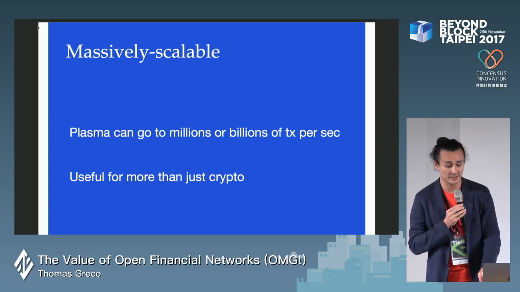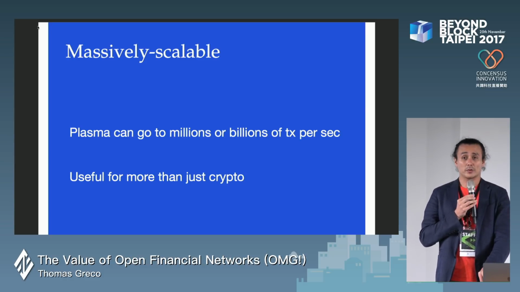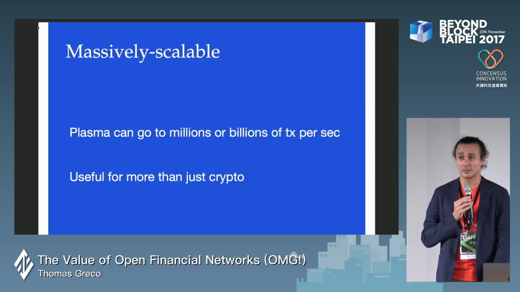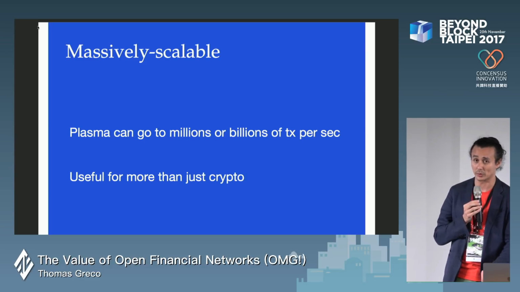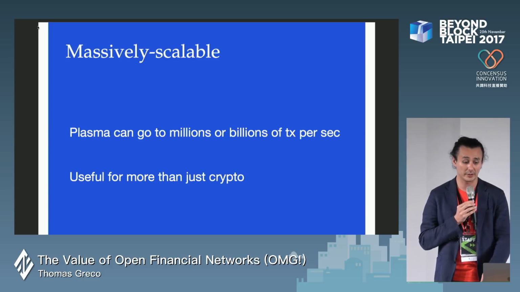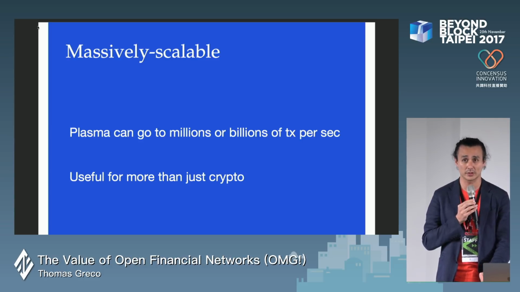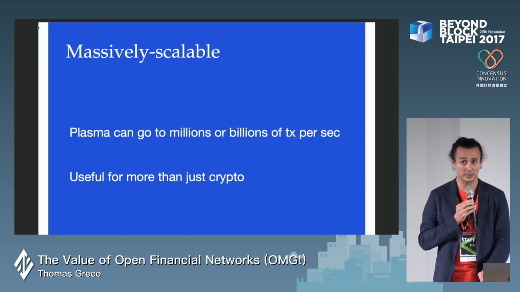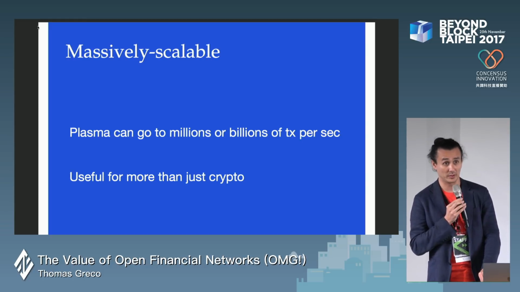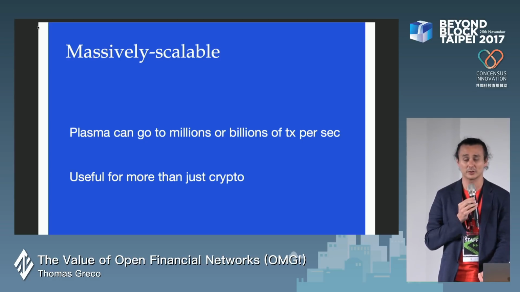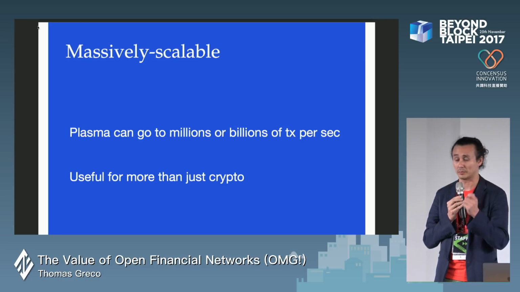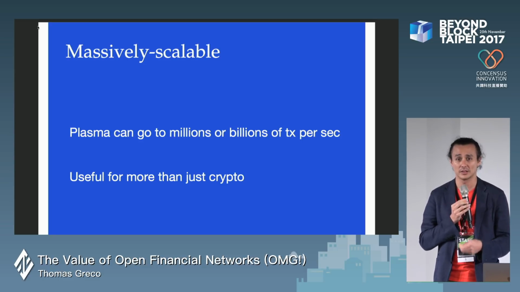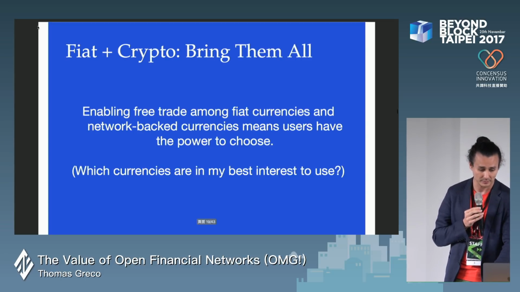Massively scalable means that it can be useful for more than just a small subset of technology-oriented people that are interested in trading cryptocurrencies, because Plasma can theoretically go up to billions of transactions per second. Honestly, nothing really needs billions of transactions per second. You can pretty much take care of every hand-to-hand cash transaction in the world simultaneously in under 1 million transactions per second.